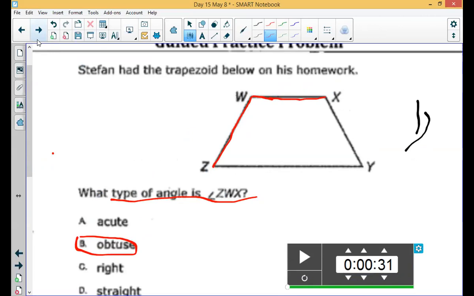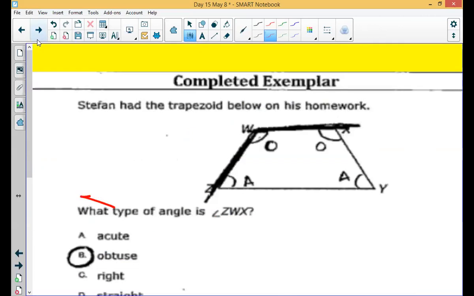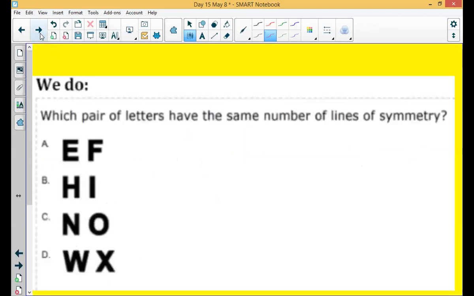All right, let's go to our next problem. Here's the answer, just in case you missed it again. All right, our next problem is a we do. And it reads, which pair of letters have the same number of lines of symmetry?